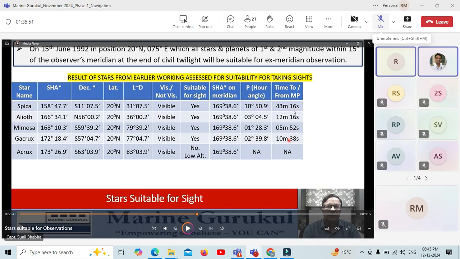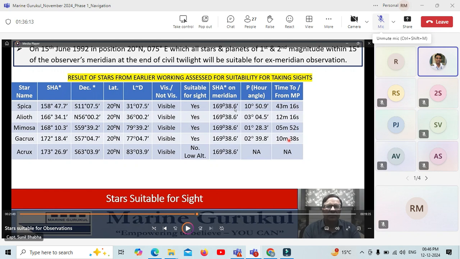So clear up to here, beta? Yes, sir. Okay, very good. So what we have obtained now. One doubt, sir. Go ahead. Sorry to disturb, sir. Can you again explain this? How did this SHA of star on meridian come, sir? Okay, beta. You mean to say 169.38.6? Yes, sir.